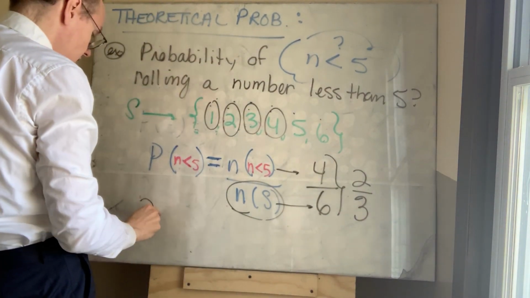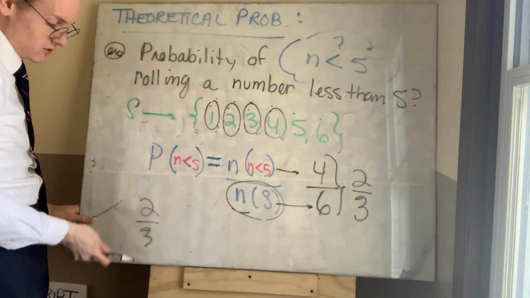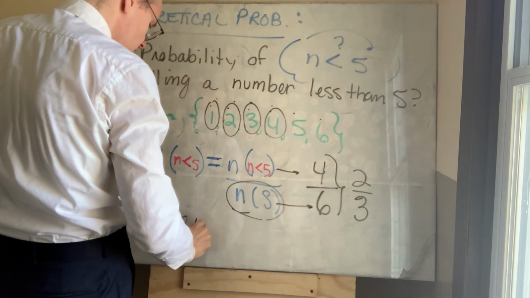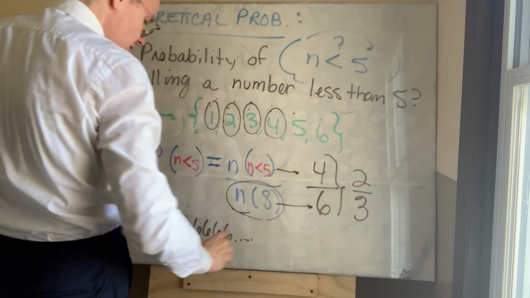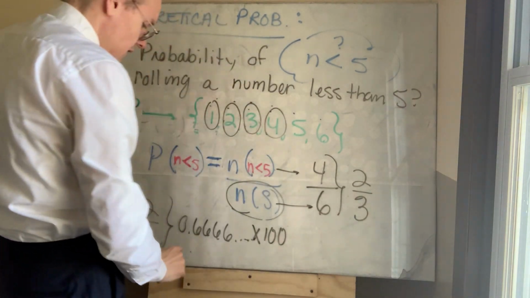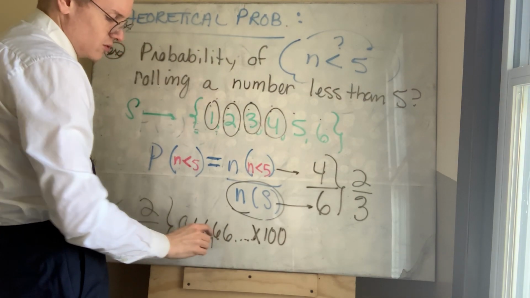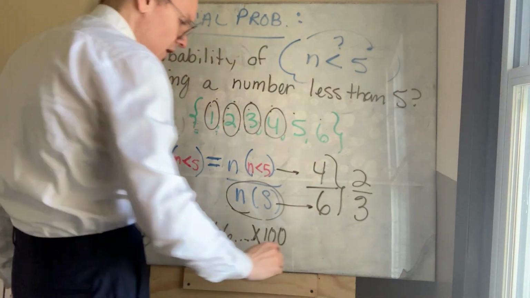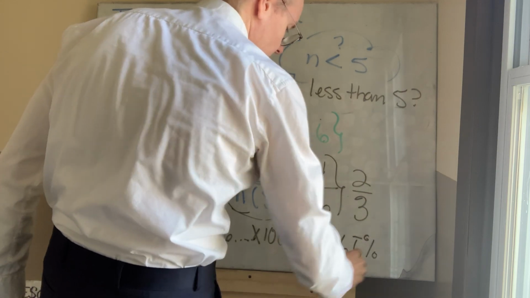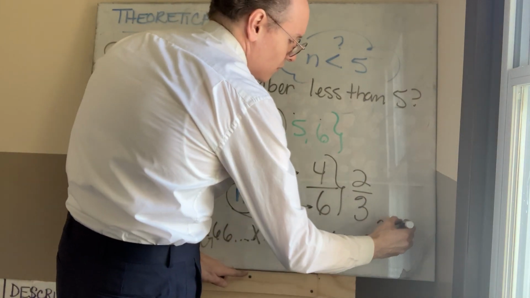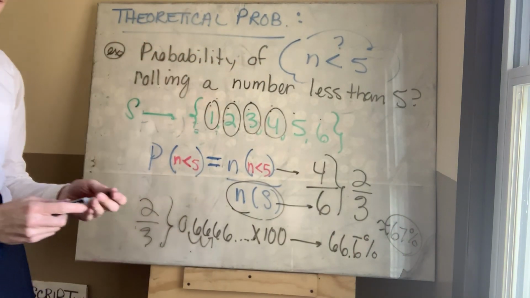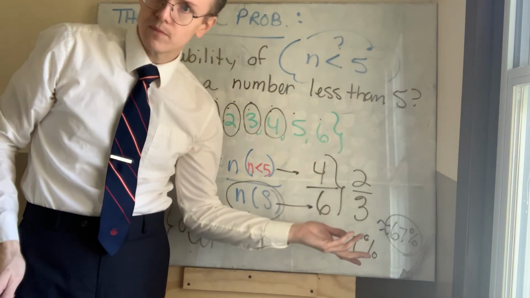So what is 2/3 in the style of a decimal? If you divided 2 by 3, you would get 0.6666 forever and ever, all right? Which again, if you multiply by 100, would just move the decimal place over twice, right? And you would have this 66.6 repeating percent, which is about equal to 67 if you wanted to round it to a whole percent, all right? Which is pretty good, all right?